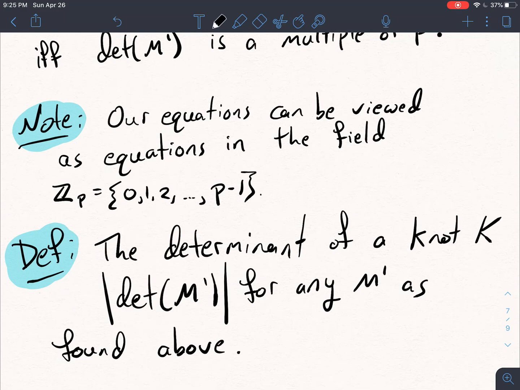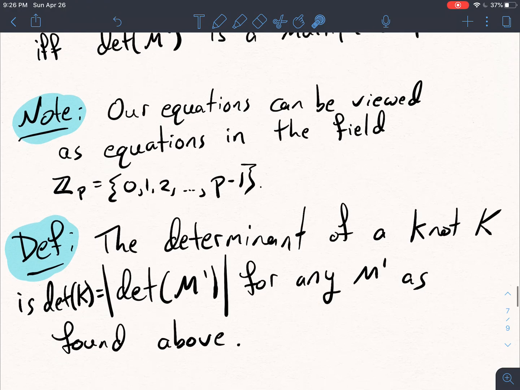So the definition that comes from this is the following. The determinant of a knot, K, written as the determinant of K, is equal to the absolute value of the determinant of M prime for any M prime, as you would find above. So you start with any diagram of the knot and then find the determinant by that whole process.